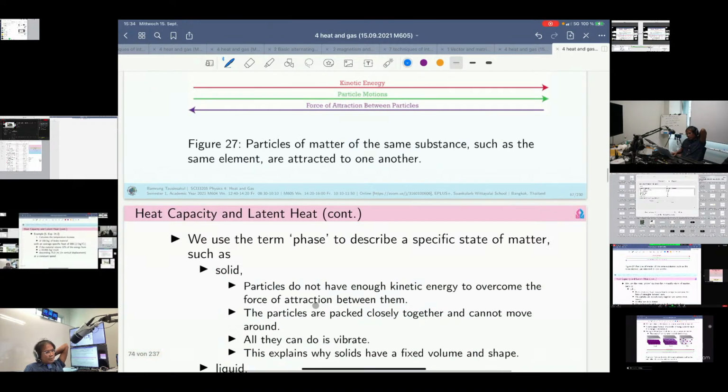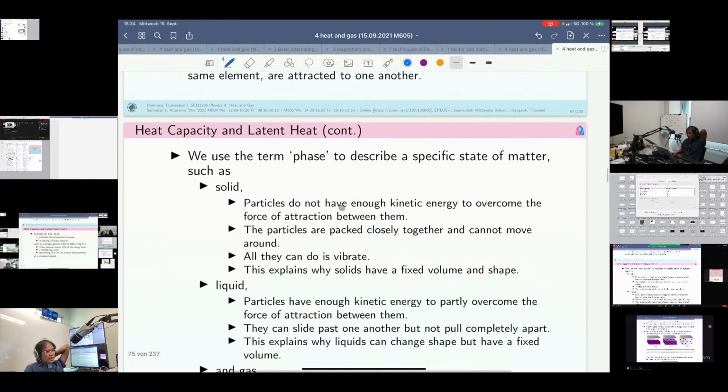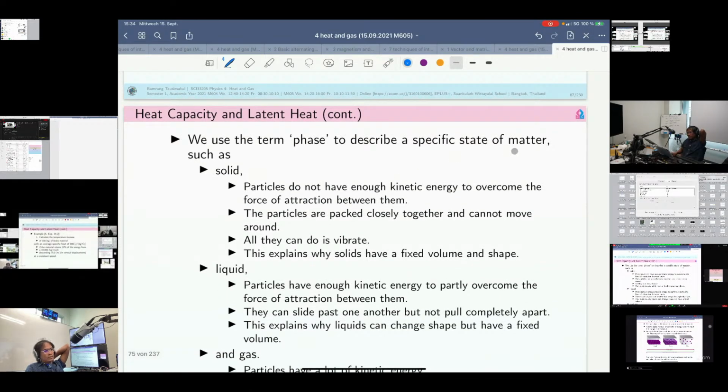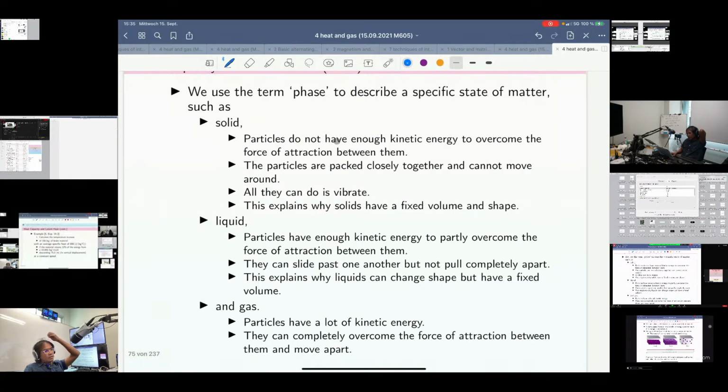Yeah, we use the term phase to describe specific state of matter, right? For example, solid, right, particles don't have enough kinetic energy because they are quite close to each other, and they cannot overcome the attractive force between them, and the particles are packed closely together and cannot move around. All they can do is vibrate. This explains why solids have a fixed volume and shape.